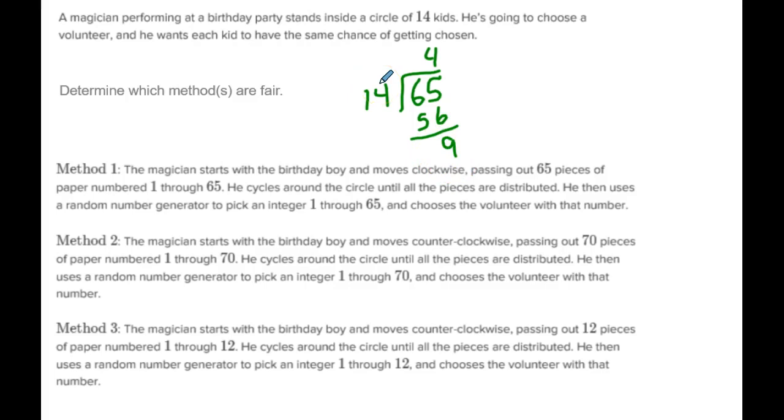So some of the kids have more options of being chosen than the others, so this method is not going to be fair. Now we're going to check method 2. The magician starts with the birthday boy and moves counterclockwise, passing out 70 pieces of paper numbered 1 through 70. He cycles around the circle until all the pieces are distributed. He then uses a random number generator to pick an integer 1 through 70 and chooses the volunteer with that number. So basic same idea as method 1.